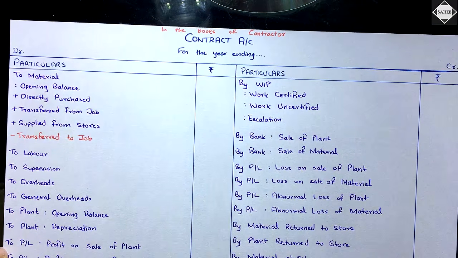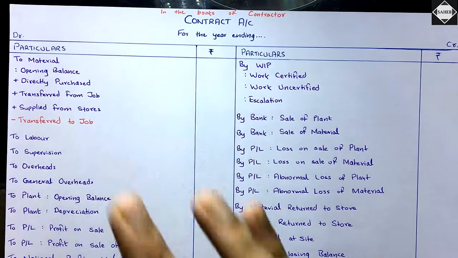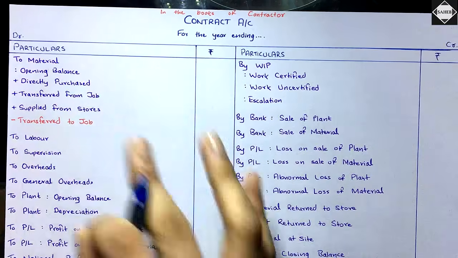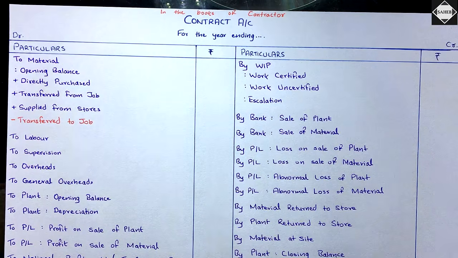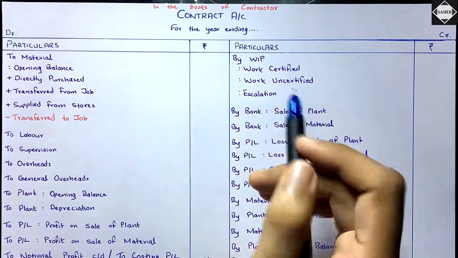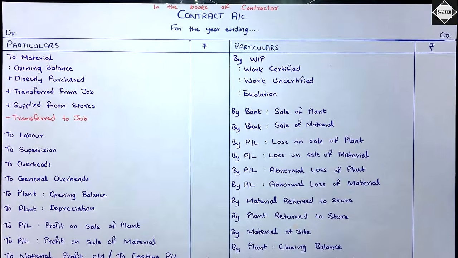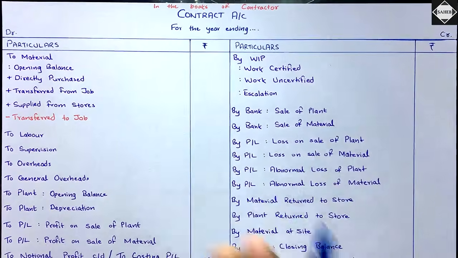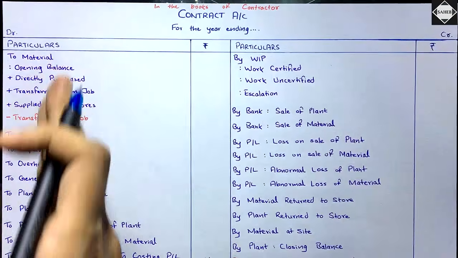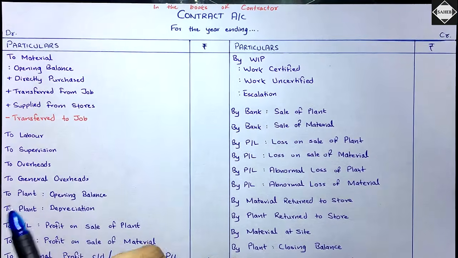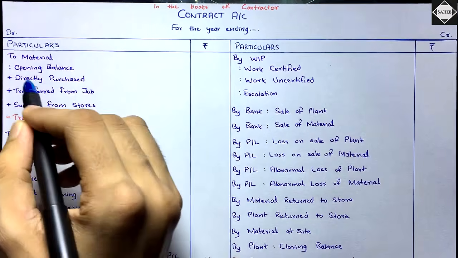Now we have to go into detail and discuss each of the concepts over here, the small concepts, and let's do that. Now see, the first thing that we have over here on the debit side of the contract account is the material, to material. Now what is this? Whatever material the contractor puts into the contract, it will come over here on the debit side, to material.